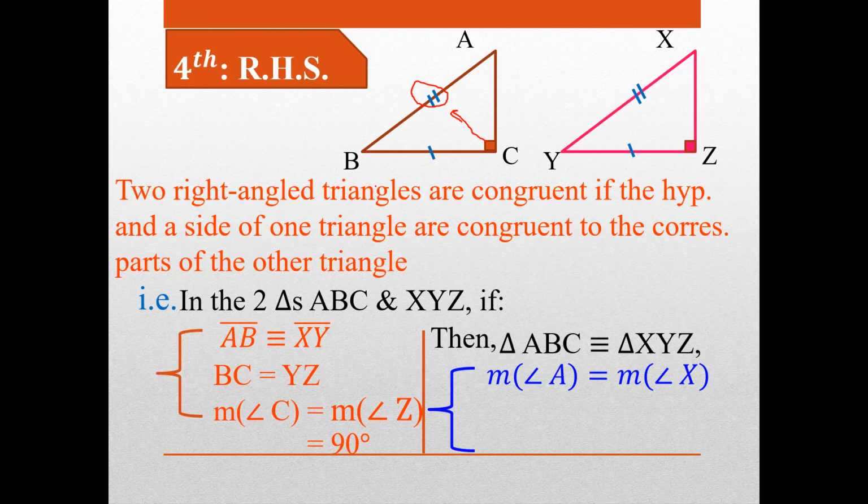The other two angles and the side will be congruent to their corresponding parts in the other triangle. The measure of angle A will equal the measure of angle X, the measure of angle B will equal the measure of angle Y, the length of BC equals the length of YZ, and AC will equal XZ.